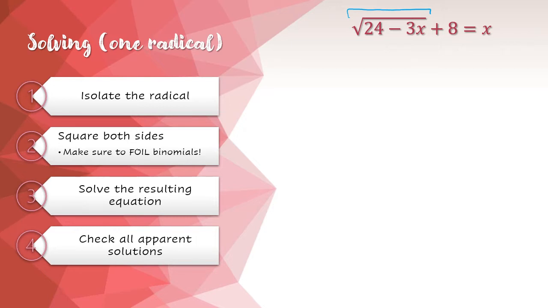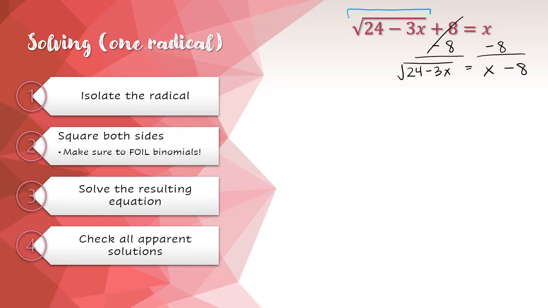So for step one, I'm aiming to get just that on one or the other side of the equation. Doesn't really matter which side. But I'm thinking I probably will just subtract 8 from both sides of my equation, which means, of course, we're eliminating 8 from the left. And we'll have x minus 8 is equal to just that radical, square root of 24 minus 3x. Okay, so it's isolated. It's by itself on the left-hand side. So check, we're done. Move on to step 2.